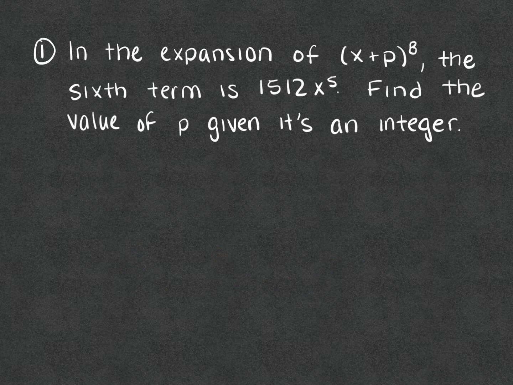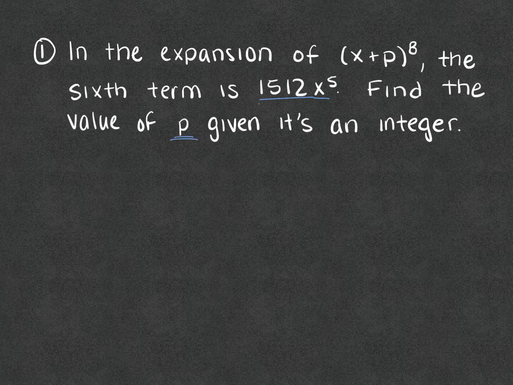Hello everybody. So we are looking at some problem solving with binomial expansion. So let's start with this first example. In the expansion of (x + p)^8, the sixth term is 1512x^5, and we want to find the value of p.